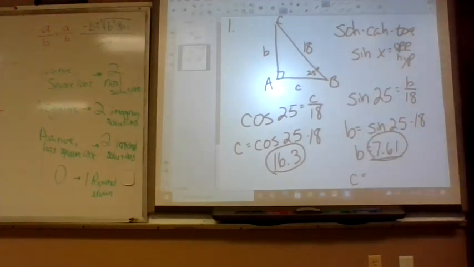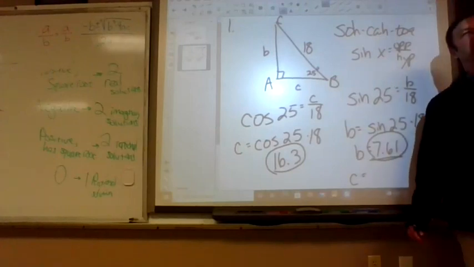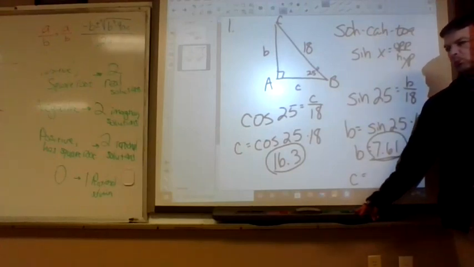You just plug in cosine of 25 times 18, right? I got a 0. It's because you're putting it all in the calculator at once. You're supposed to do the cosine of 25 with the close parentheses, then times 18. What you're doing is 25 times 18 and then doing the cosine of it. It's weird that it came out to 0.